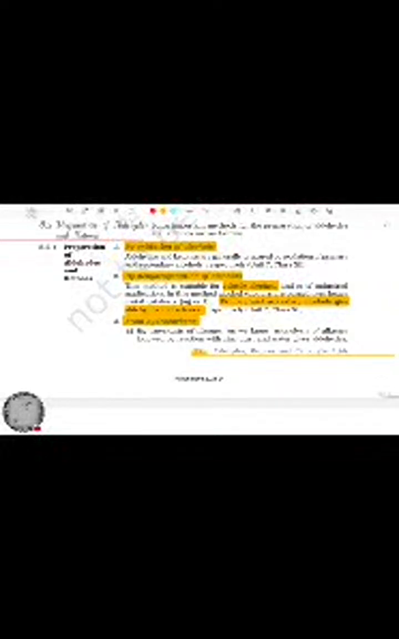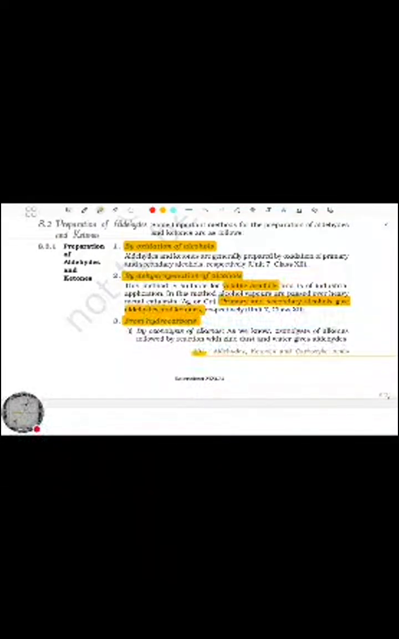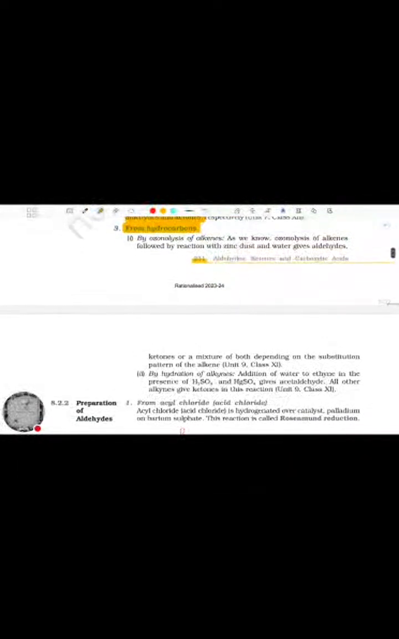Some methods for the preparation of aldehydes and ketones. We first have the oxidation of alcohols. By oxidizing alcohols we can obtain aldehyde or ketone. Primary alcohol and secondary alcohol give aldehydes and ketones. Dehydrogenation of alcohols: basically we use only volatile alcohols. We pass them over heavy metal catalysts, and from primary and secondary alcohols we obtain aldehydes and ketones respectively. And from hydrocarbons we have the ozonolysis of alkenes. As we know, ozonolysis of alkenes followed by reaction with zinc dust and water gives aldehydes, ketones, or a mixture of both depending on the substitution pattern of the alkene.